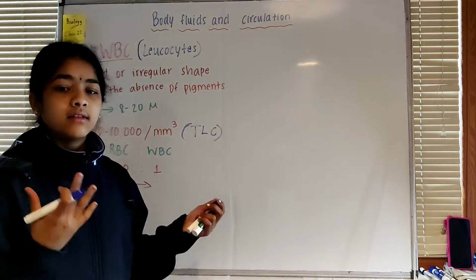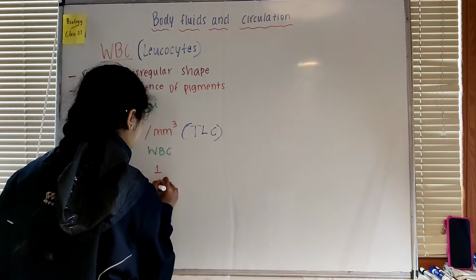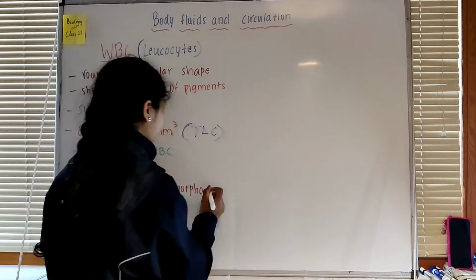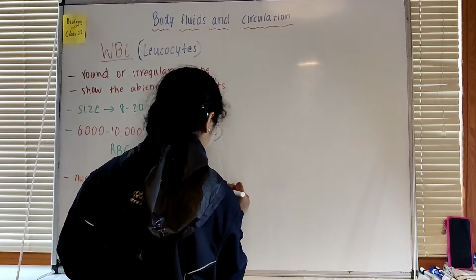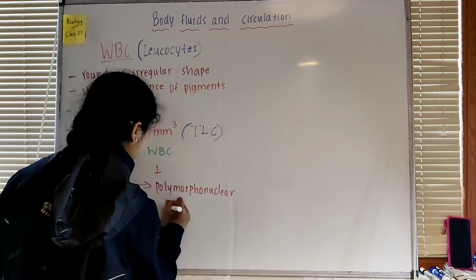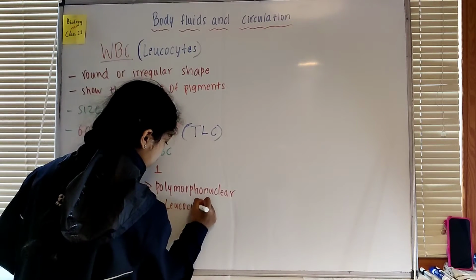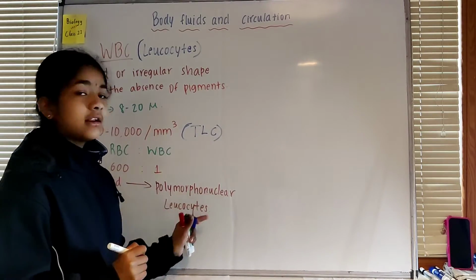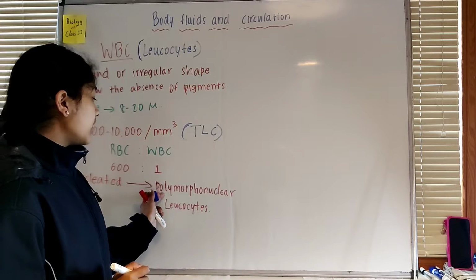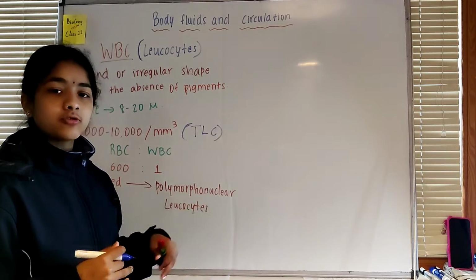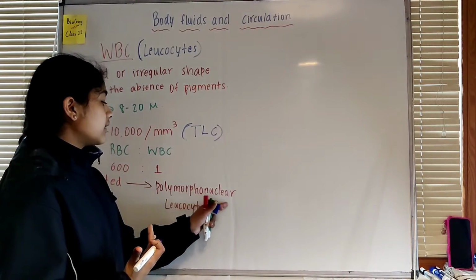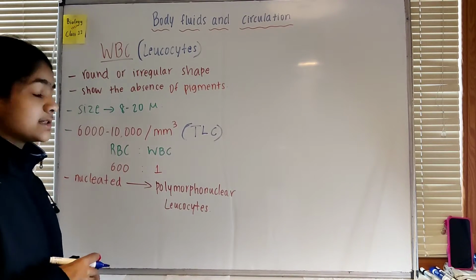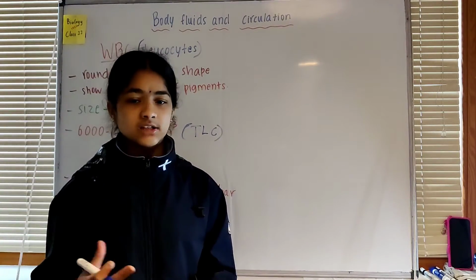Because of the different forms of the nucleus, different shapes and sizes of the nucleus, these leukocytes are also known as polymorphonuclear leukocytes. Poly means many, morpho means form, so many forms of the nucleus, and nuclear leukocytes, WBCs. So these WBCs have a nucleus with lots of different shapes and sizes.